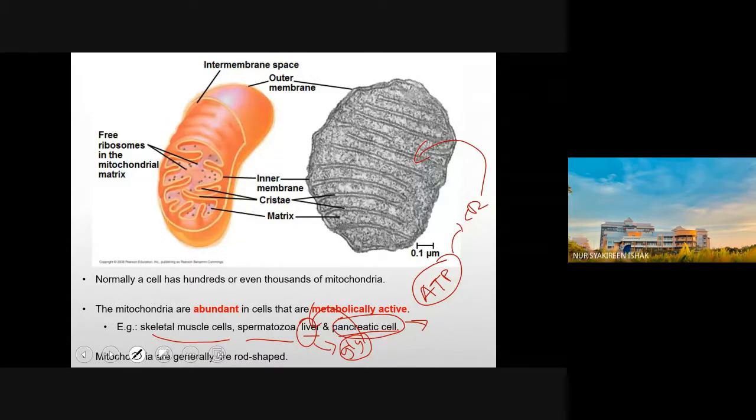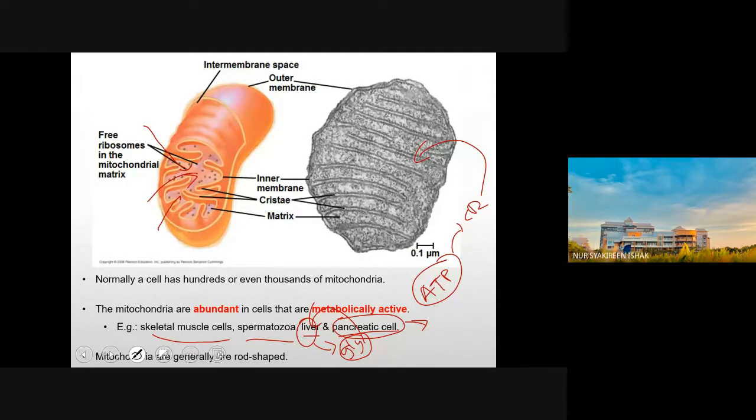The pancreas is the organ that is involved in the production or the synthesis of hormones, and also digestive enzyme. Okay, and then mitochondria are generally rod shape. If you look at the structure of the mitochondria, inside the mitochondria will have many ribosomes. The function of these ribosomes is to produce enzymes that are involved in cellular respiration that occurs, for example, in the matrix.